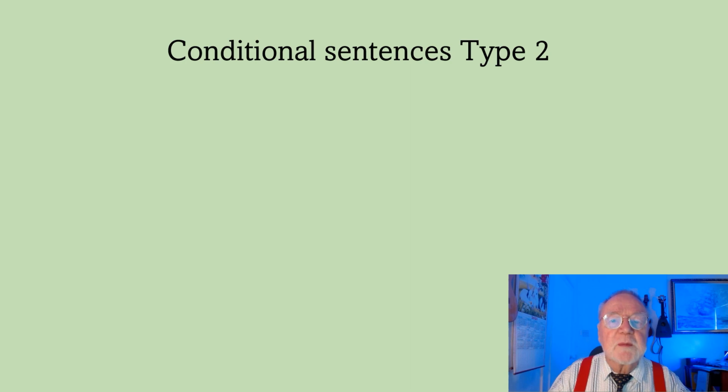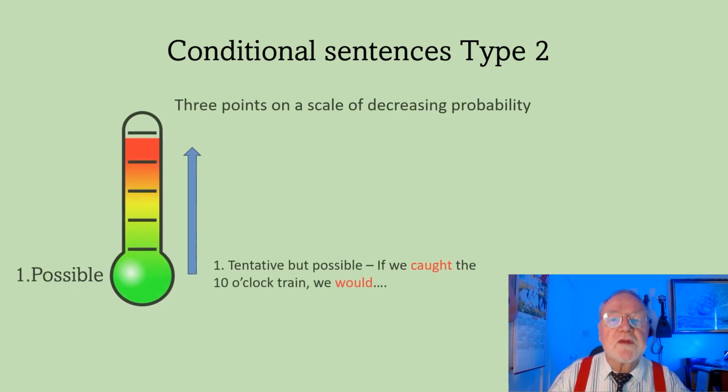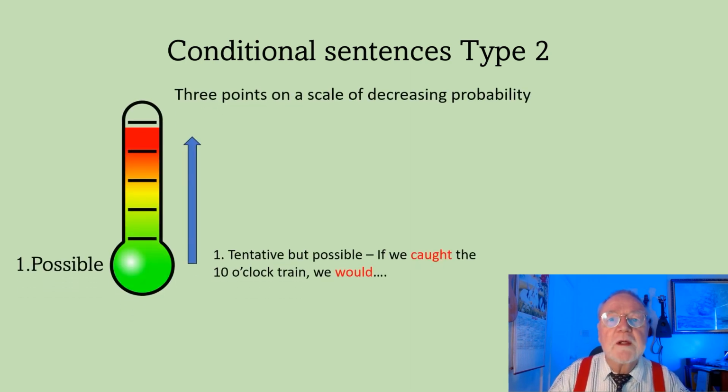Conditional sentences type 2 break down into three meanings depending on what we want to say exactly. The first one is what is possible, tentative but possible. And you say it with a kind of intonation in your voice as though you're thinking: if we caught the 10 o'clock train, we would arrive before tea time. It's a good idea. I'm presenting an idea.